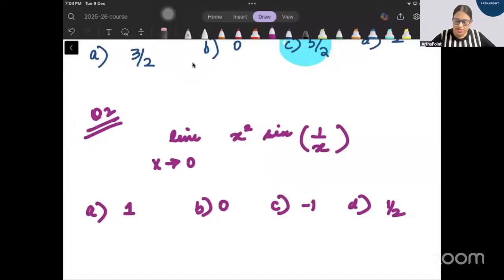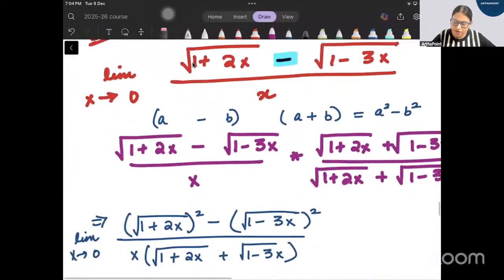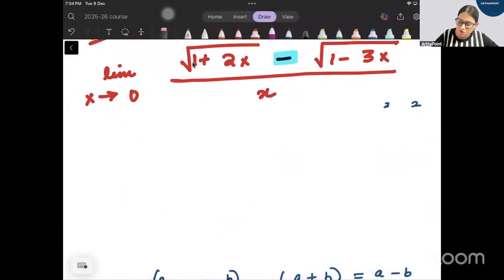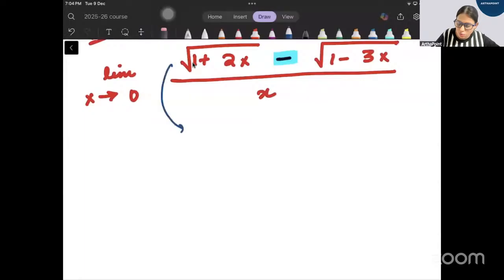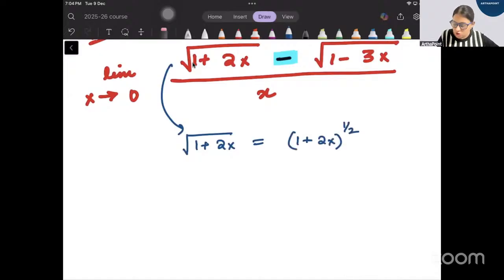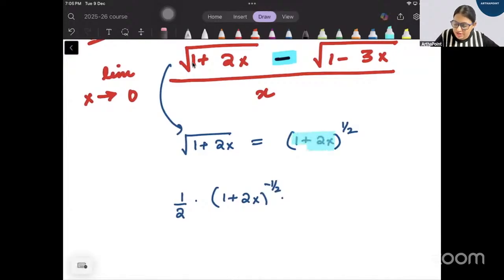By L'Hopital, yes. So you just differentiate numerator and denominator separately. If I differentiate the numerator, what will I get? I'll get 1 upon 1 plus 2x under root, right? So just keep using the chain rule. Remember that when I am writing 1 plus 2x under root, that means it's 1 plus 2x to the power half. So power will come down, power will reduce by 1, into, remember that you have to also differentiate what is coming inside.